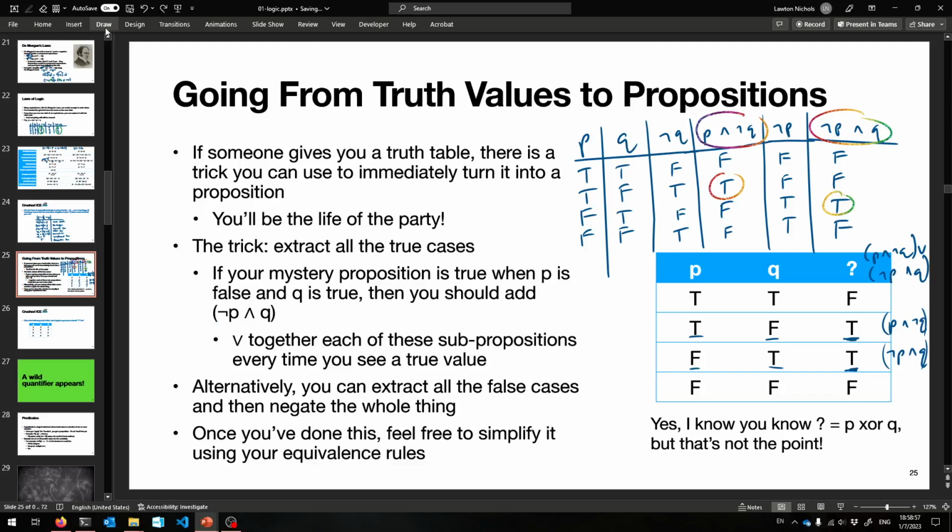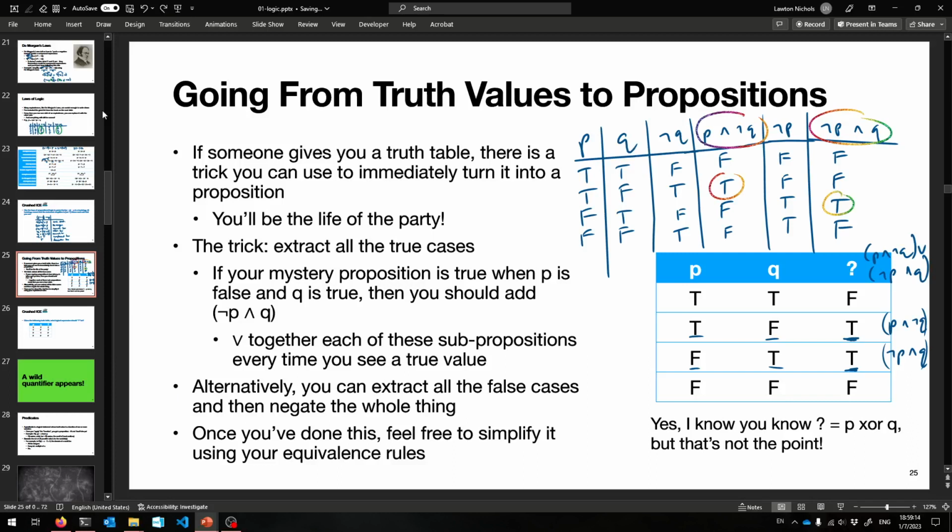All right? Alternatively, you can do the same for the false cases. Because you want it to be false in those cases and not true, you'll do the pattern, then you'll negate the whole thing. Use De Morgan's law to push it inwards. So, yeah, that's how it works.